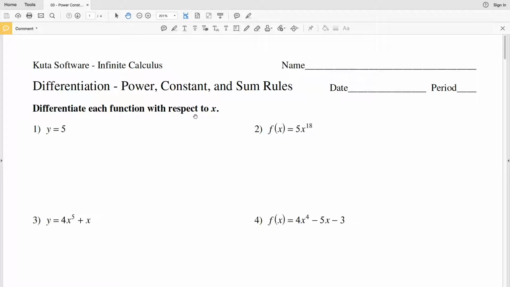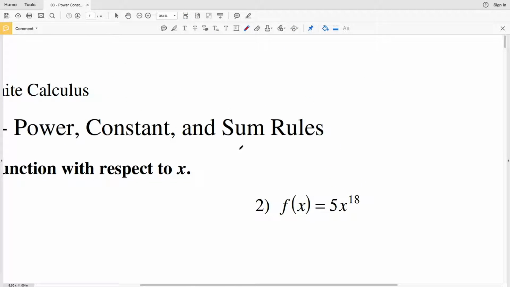In this video, we're going to go over the Kuta Software Infinite Calculus free worksheet, differentiation, power, constant, and sum rules. Let's quickly define each of those rules. First, let's look at the constant rule.